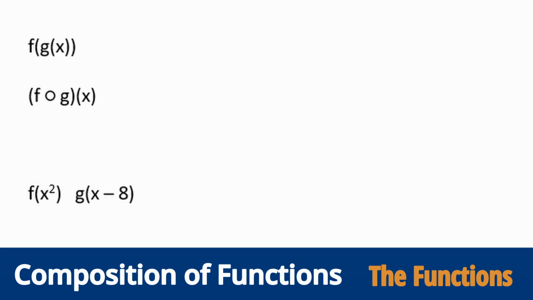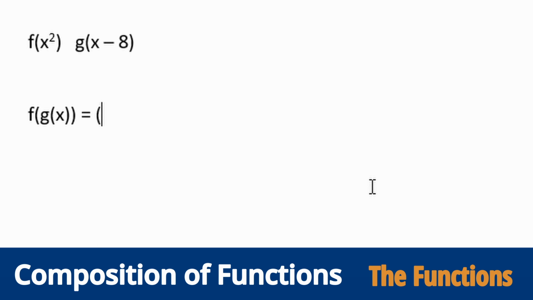Now let's try and write out this composite function. We're going to have x minus 8, and whatever the answer to that is going to be squared. So we're going to have this composite function be equal to x minus 8 squared.